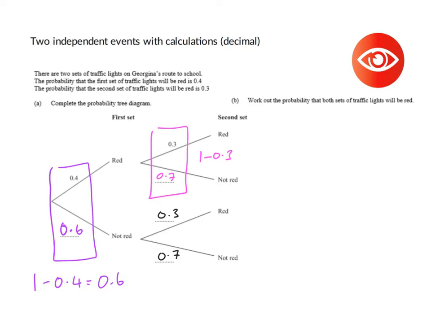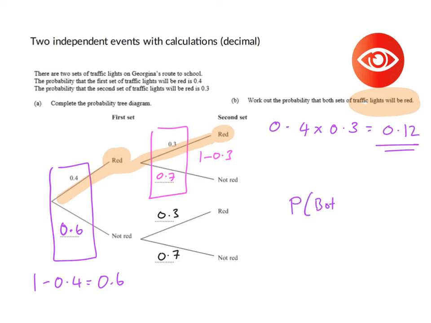We're then going to work out the probability of getting 2 red lights. So that means I'm looking at the branch of red and red. And I'm only looking at that section, so that's going to be 0.4 times 0.3. And in this case that's 0.12. And that's the probability of both red, so that's 0.12, and that's the answer.